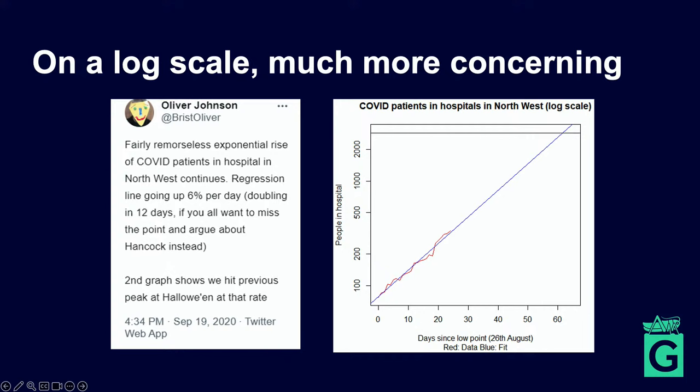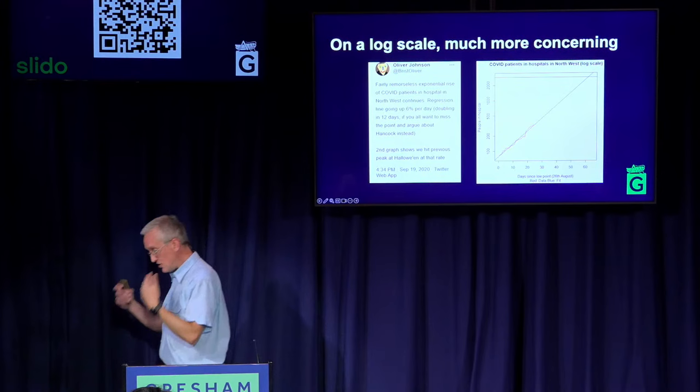And what I said is that, well, this is the level we got to before. The level we got to before was about 3,000. And so what I said is that we're doubling every 12 days. This second graph shows that we hit the previous peak at Halloween at this rate. And so that was a quantifiable prediction. That was, if we keep going at this rate, this is what we'll do. We'll hit the level at Halloween.